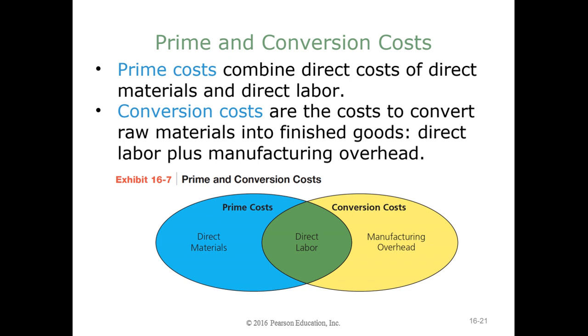Does anyone have 11? Direct labor. So identify each cost as a period cost or a product cost. If it is a product cost, further indicate if the cost is direct materials, direct labor, or manufacturing overhead. Then determine if it is prime or conversion. So there's a lot going on here.